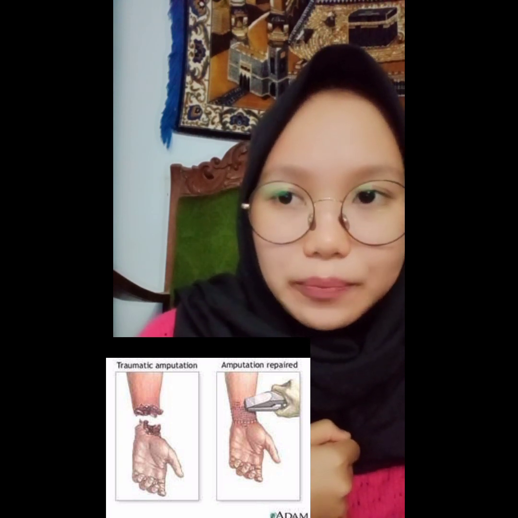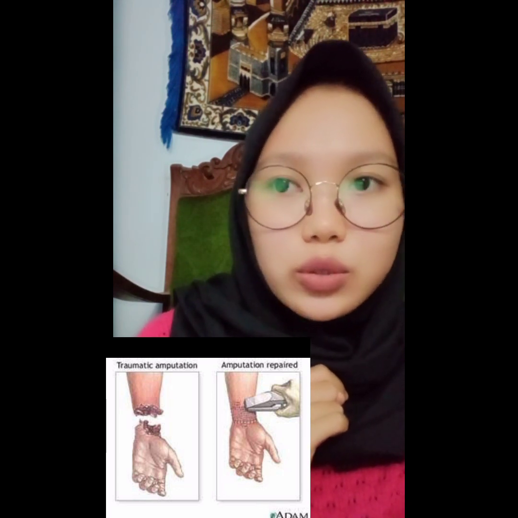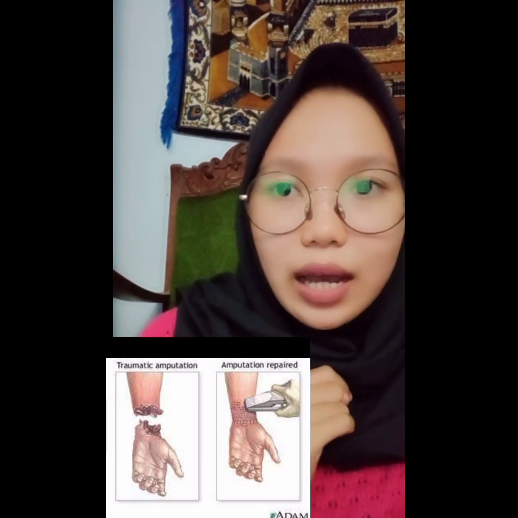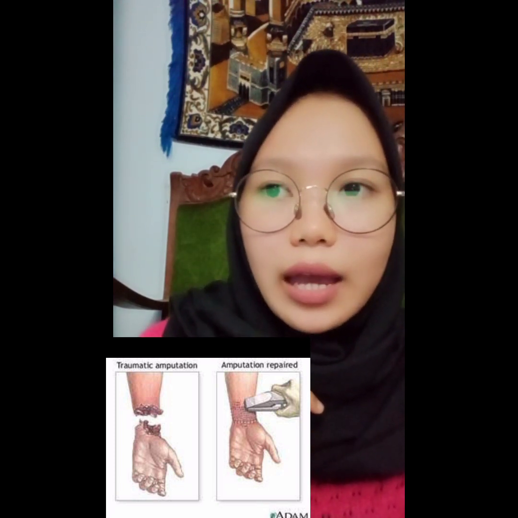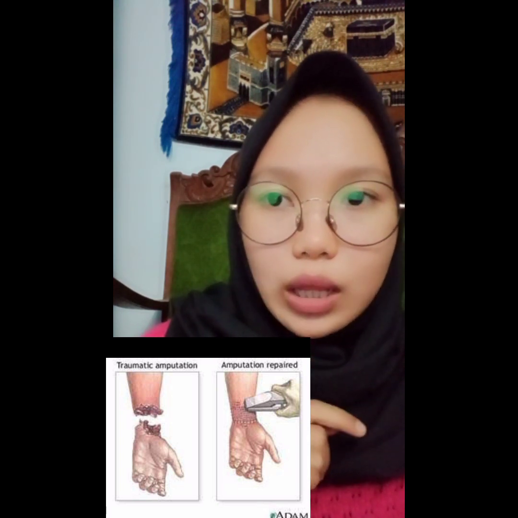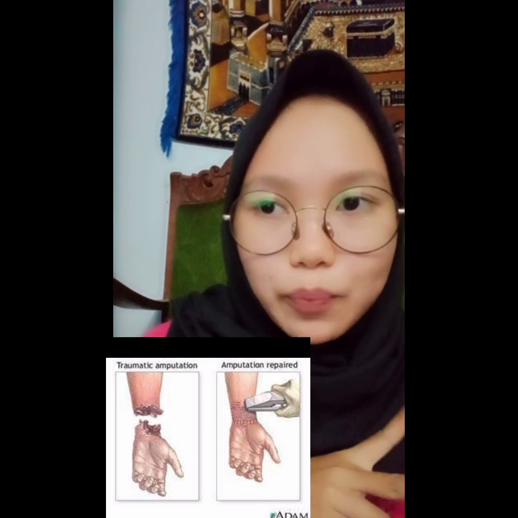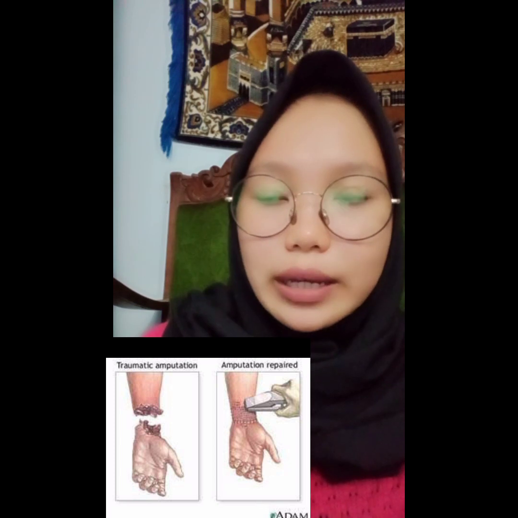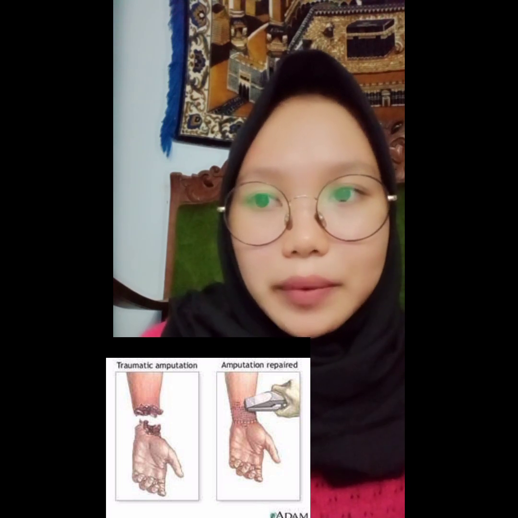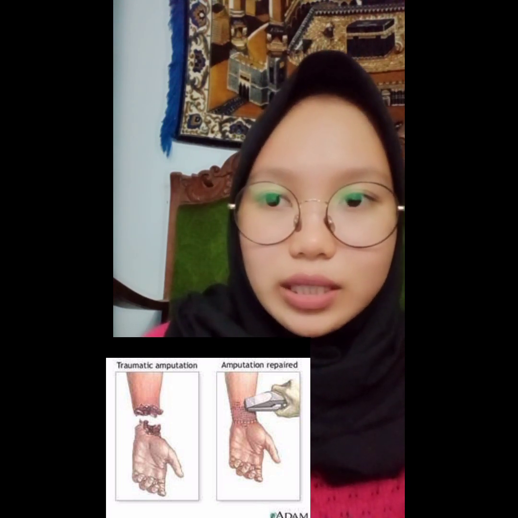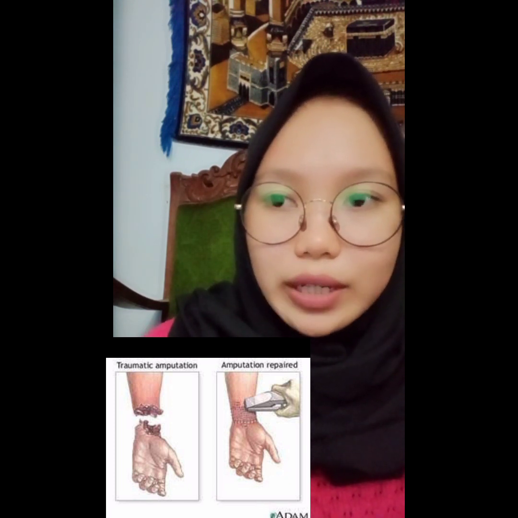Causes of amputation. Number 1, injury, traumatic amputation. Amputation due to injury in accidental trauma, and amputation due to a blow, or an attack from wild animals. Number 2, surgical amputation. Peripheral artery disease, diabetes and soft tissue infection.